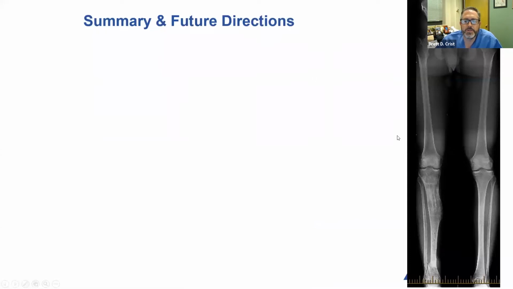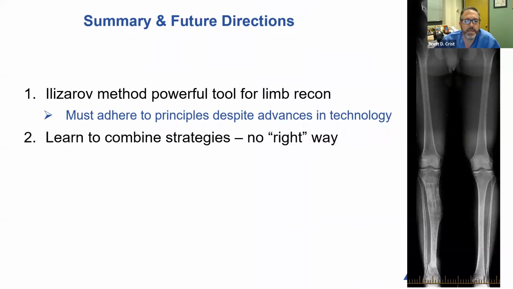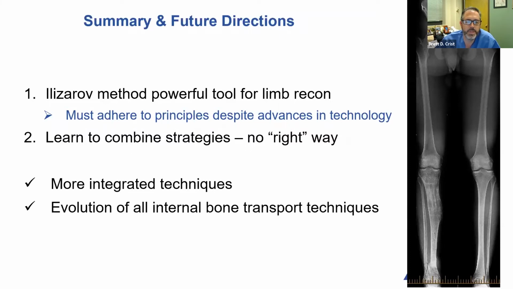So the summary and future directions: the Ilizarov method is still a powerful tool for limb reconstruction. You have to adhere to the principles despite changing technologies. The principles stay the same. You can combine strategies to make it easier on the patient, and a lot of times it's easier on you as well. More integrated techniques continue to be developed, and I think overall it is more beneficial for the patient, particularly the all internal bone transport techniques.